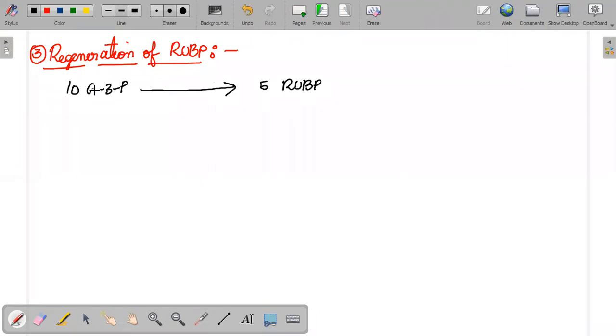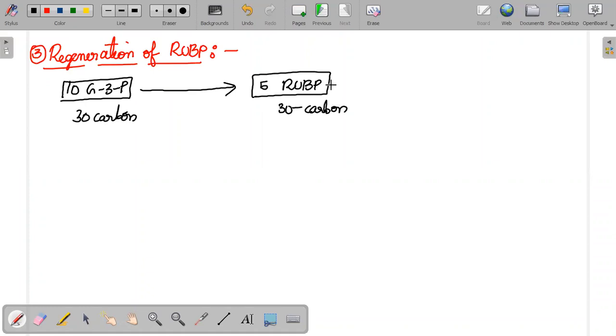In the regeneration of RuBP step, the 10 G3P molecules will be getting converted into the 5 RuBP molecules. This is a 30 carbon compound, and this is also a 30 carbon compound.